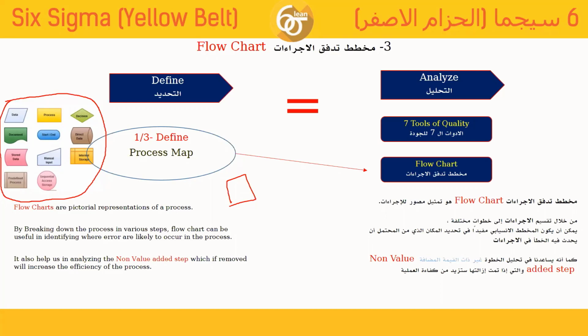So when you take it and remove the non-value added, it will give you another shape of the process map. When you put it in the computer, or we said computerized, then it will give you another shape of the process map. So basically, process map is a flow chart, and the flow chart is a process map. There is no difference between the process map and the flow chart. And this we discussed in the define phase before.